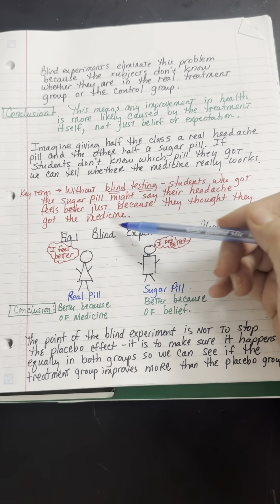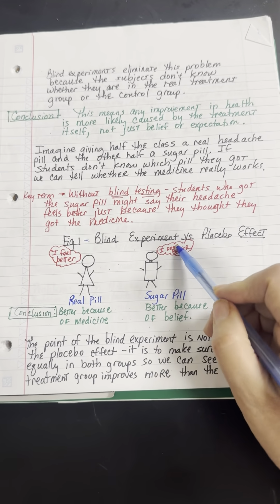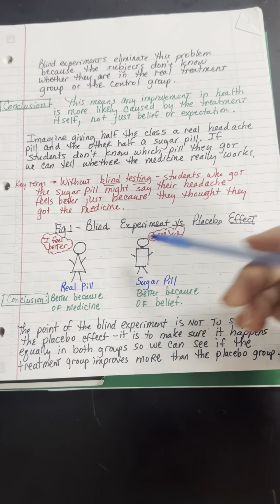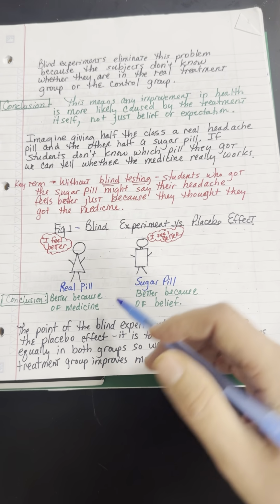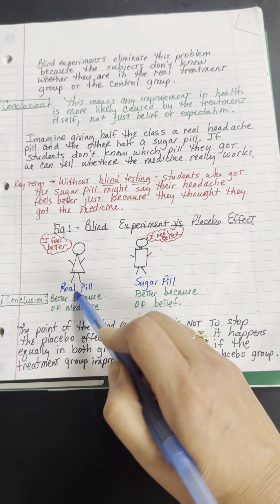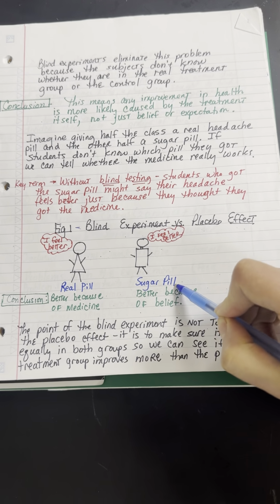Figure 1, title is Blind Experiment versus the Placebo Effect. Let's give that a title. And then one person over here and one person over here. This person on the left got the real pill. It's the cure for the headache. This person over here got the sugar pill.